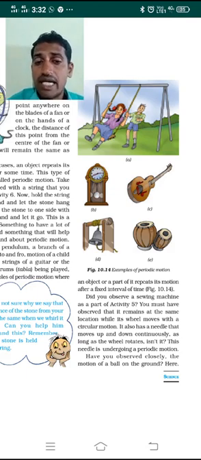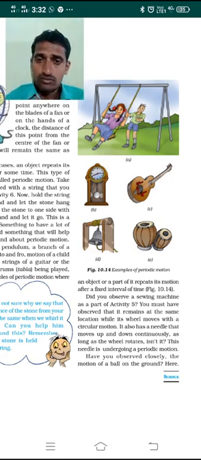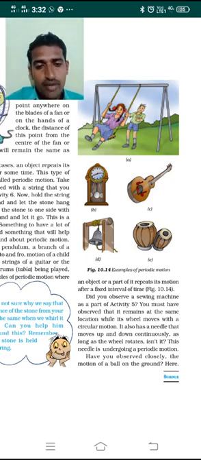Example B is the hands of the clock, which is an example of circular motion, whereas the pendulum of the clock repeats in equal intervals of time, and that is an example of periodic motion. The third one is the guitar, the movement of its strings. The fourth one is the bell, which keeps on ringing. And the eighth one is the tabla. These are all examples of periodic motion.